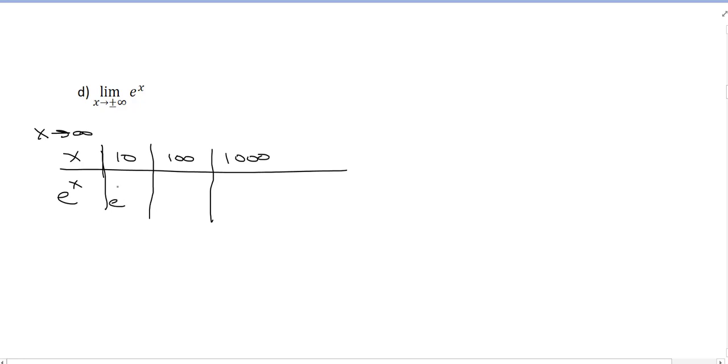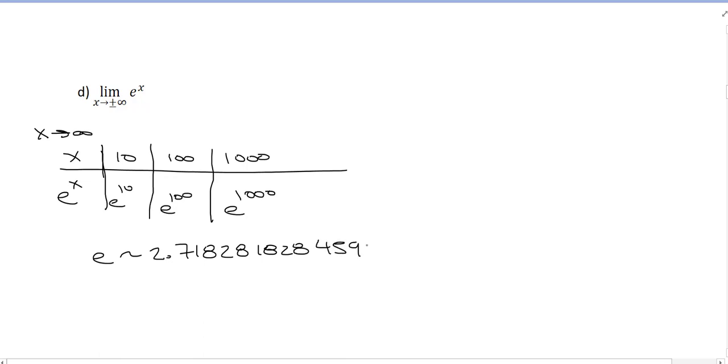So this will be e to the 10, e to the 100, e to the 1,000. At some point your calculator is going to give you an error because there's just too many digits. But remember, e is 2.718281828459045. So if you put this to the 10th power, so almost 3, right? 2.7, so you can round it to 3.